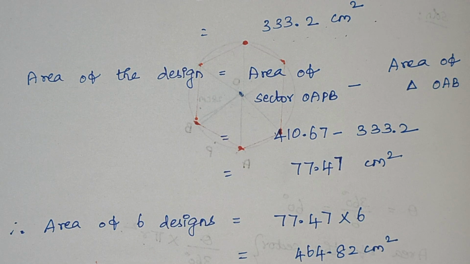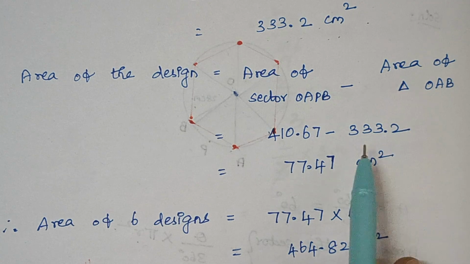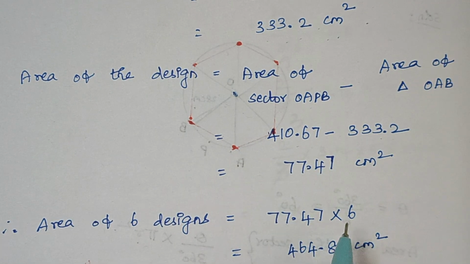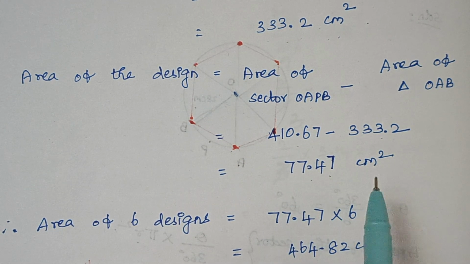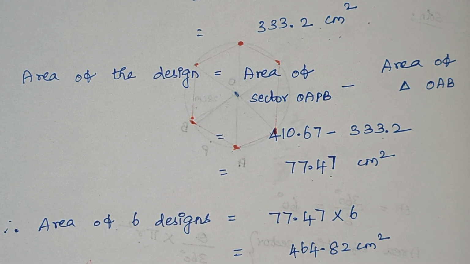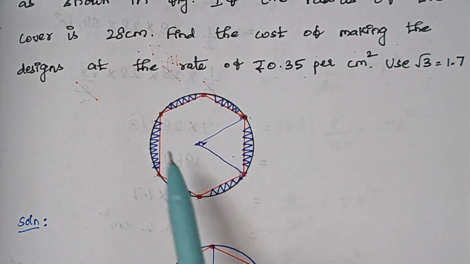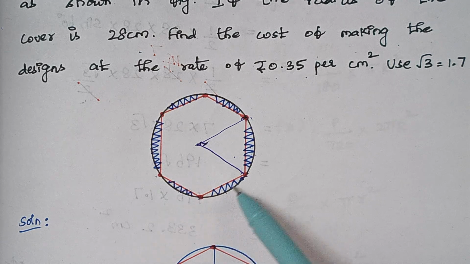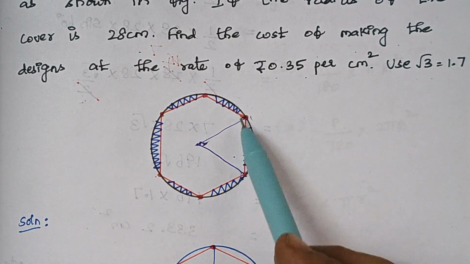So area of the sector is given by 410.67 minus the area of the triangle, which is 333.2. Now when you subtract here, we are getting the answer as 77.47 centimeter square. Right. So again, when you look back at the problem, how many design areas do we have? You see 1, 2, 3, 4, 5, 6. Right. And all the areas are of the same size, that is, they cover the same area.